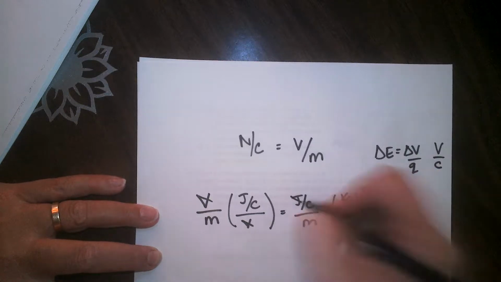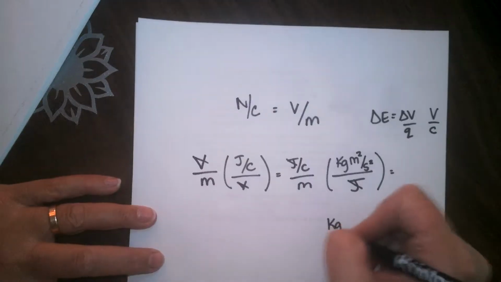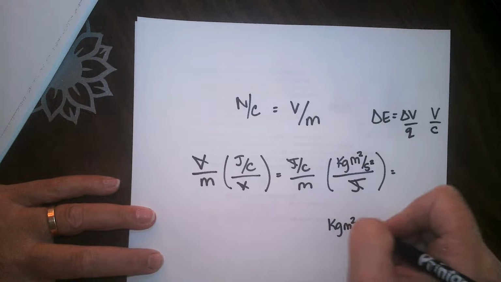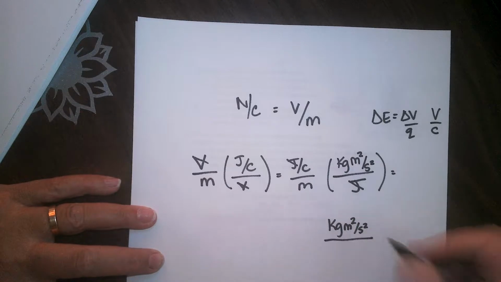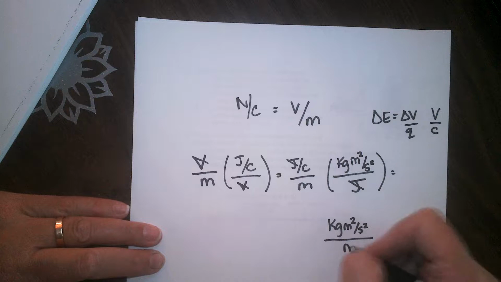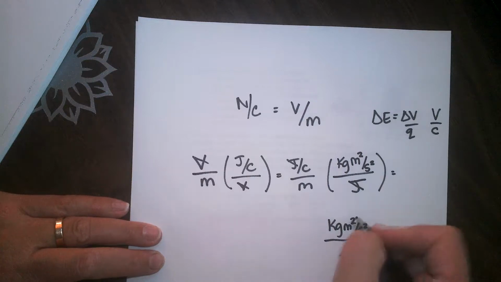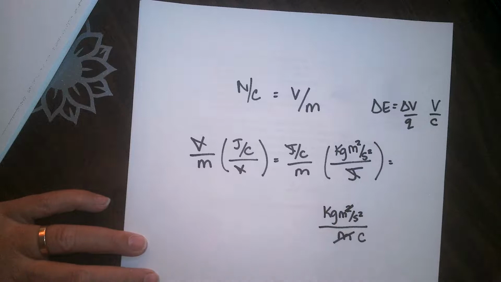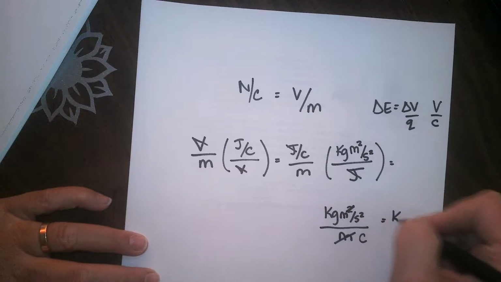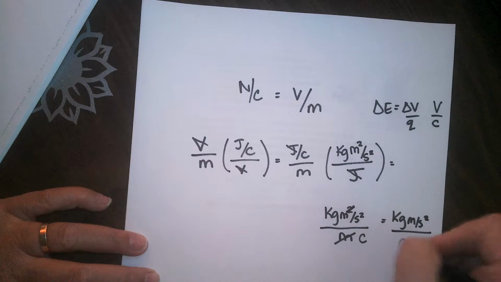So joules are going to cancel out. So now I have kilograms meter squared per second squared over a coulomb over a meter. The meter is going to cancel out. Oh, and I dropped my coulomb, all over a coulomb, right? So now I have kilograms meters per second squared over a coulomb.